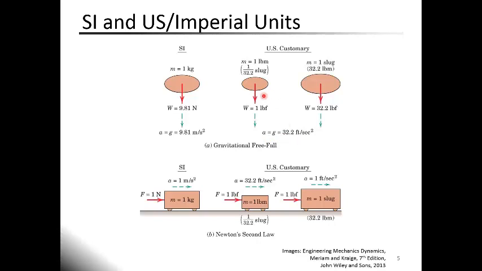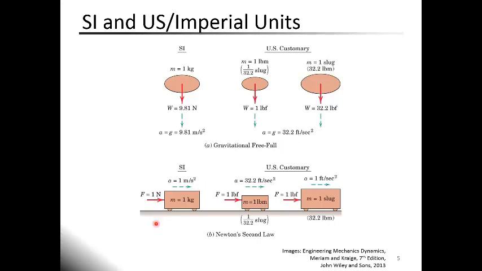If we take a slightly smaller mass, which here is 1 pound mass compared to 32.2 pound mass, and perform the same experiment, setting it to fall freely from a specific height very near the surface of the Earth, we'll find that the weight, or the force due to gravity, is 1 pound force, and it would accelerate with the same gravitational acceleration, which in the imperial or US units is 32.2 feet per second squared.